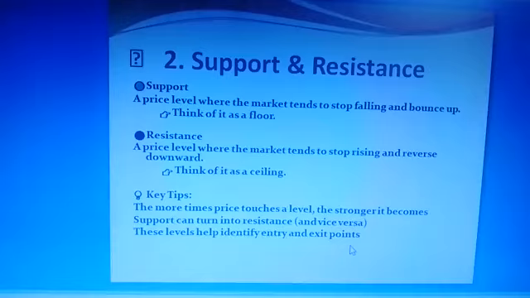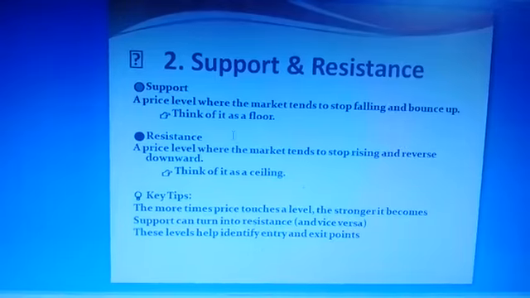When you buy, your support is below and your resistance is above. When you sell, your support is above and your resistance is below. So that's how it works. The vice versa for sell is that the price level is where the market tends to stop rising and bounce back down. And resistance is the price level where the market tends to stop falling and reverses back upwards. So that's how your support and resistance work for a sell market.